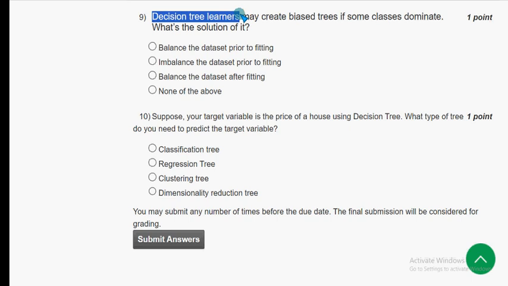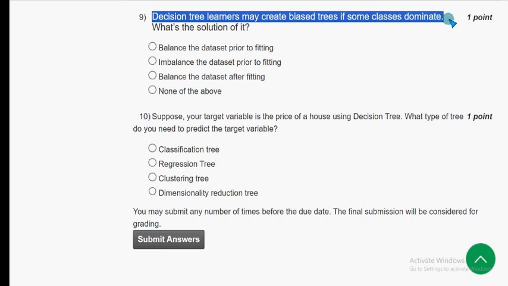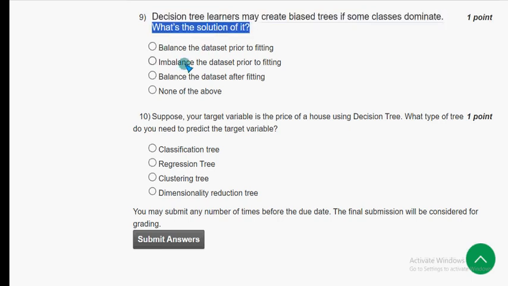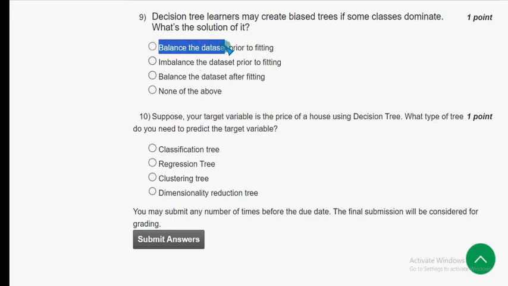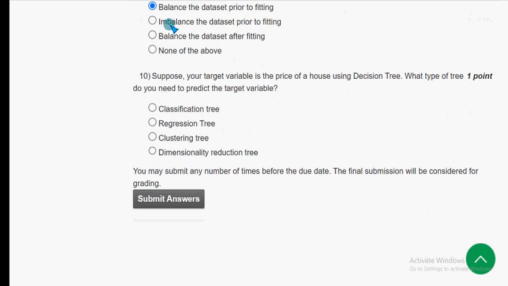Decision tree learners may create biased trees if some classes dominate. What's the solution of it? So for ninth question, it should be first option, balance the data set prior to fitting. So mark first option, guys. Next, 10th and final question of the assignment.